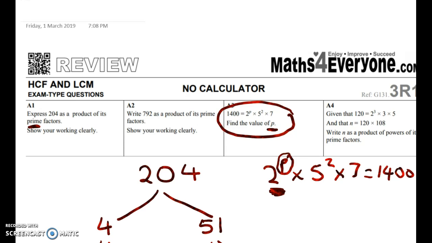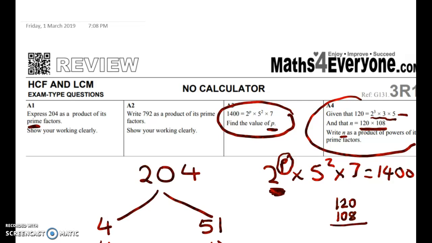So the fourth question is this one over here. Given that 120 is equal to this, and n, some number, is 120 times 108, we have to write this number n as the product of the powers of its prime factors. So I saw some of you do this an interesting way where you worked out by hand what was 120 times 108. Now, that's not bad as a place to start. Jack did that. It's just that it's a whole lot more work than what we have to do.